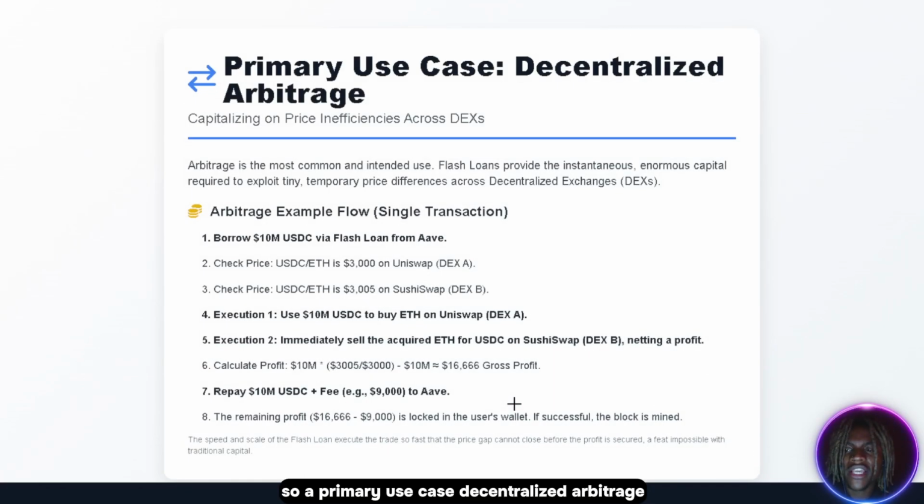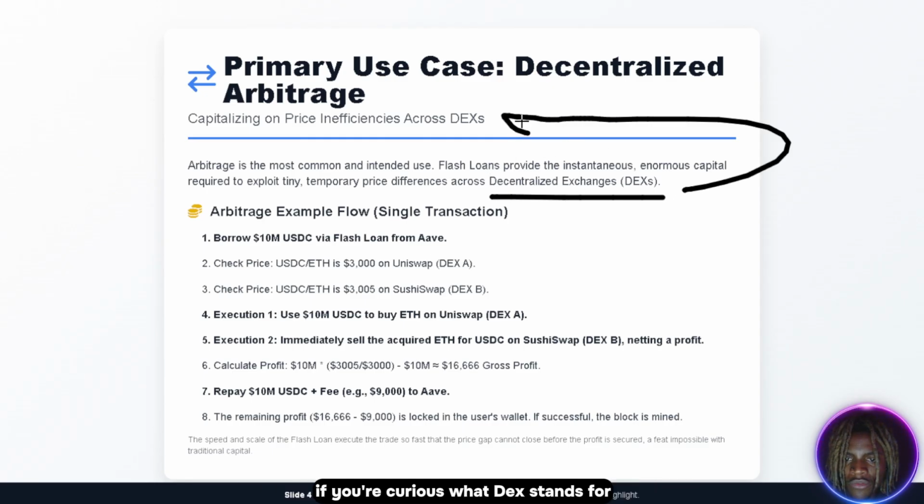So a primary use case: decentralized arbitrage and capitalizing on price inefficiencies across DEXs. DEXs stands for decentralized exchanges, if you're curious. Arbitrage is one of the most commonly and intentionally used things within the decentralized exchange space. And flash loans provide the instantaneous, enormous capital required to exploit tiny temporary price differences across decentralized exchanges.